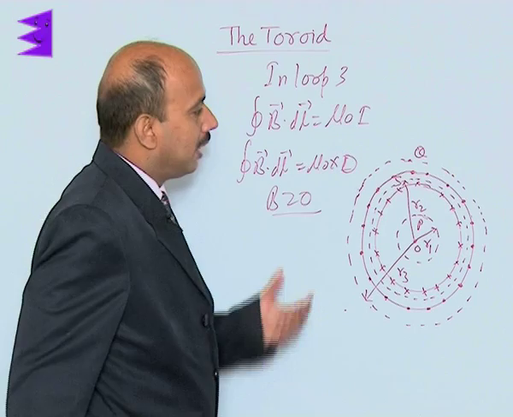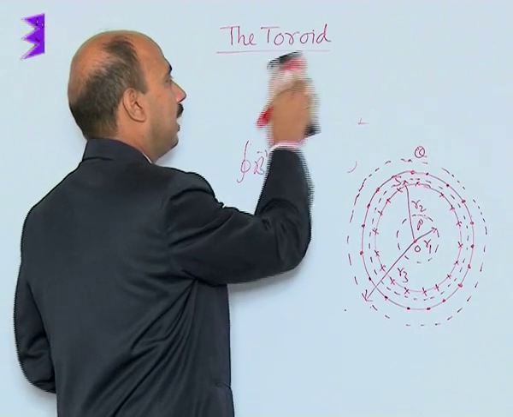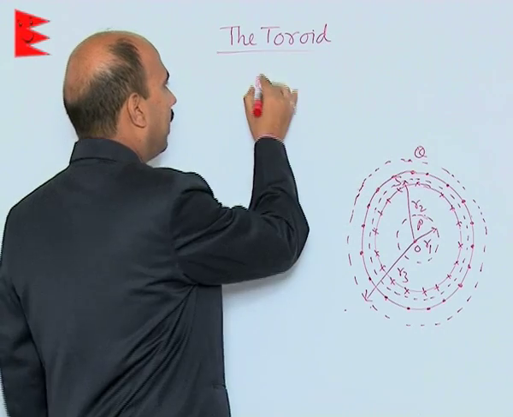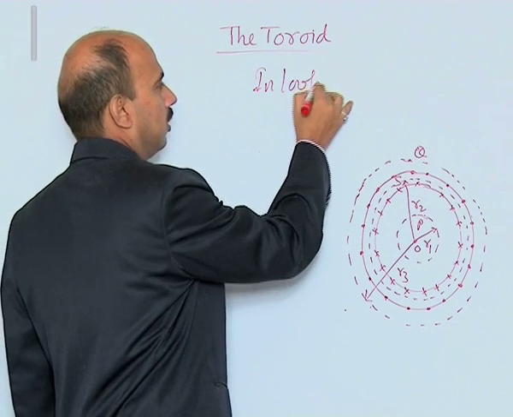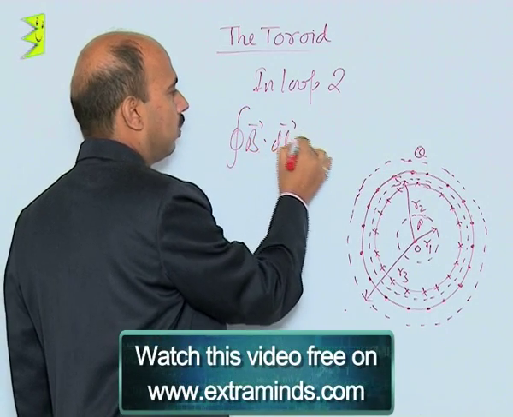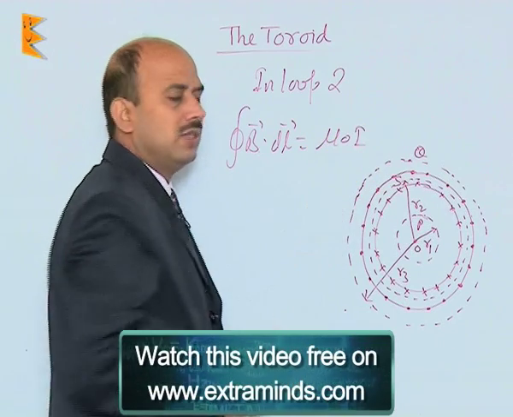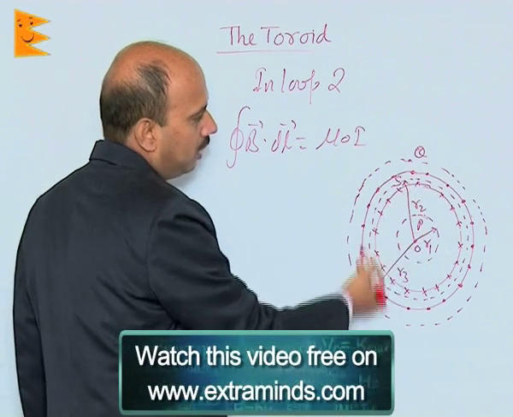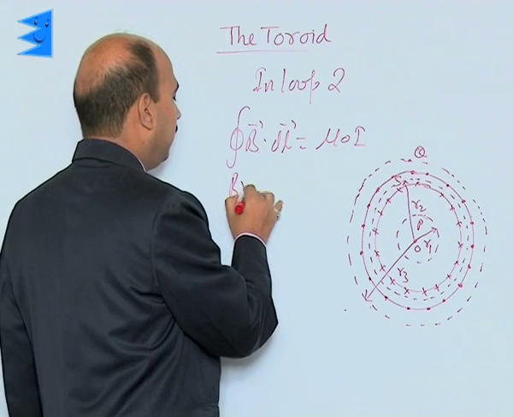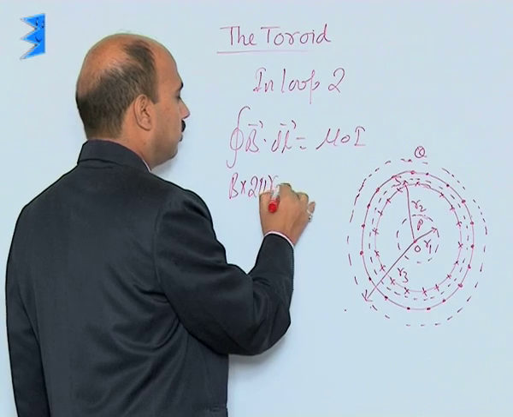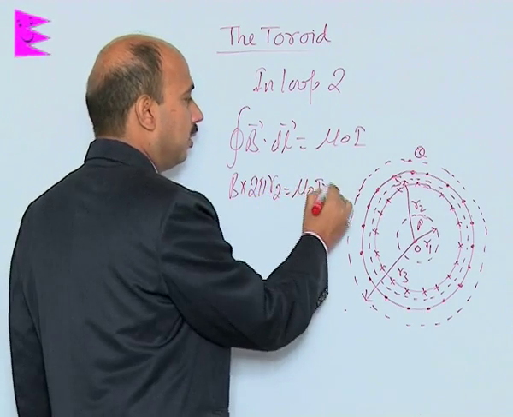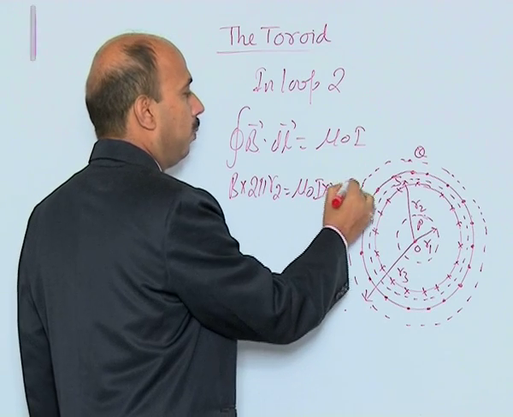Now we can take loop 2 and calculate the magnetic field. See here, in loop 2 we can write B dot dl is equal to mu naught I, because there is a net current, because this loop is only enclosing the current going into the plane. Now we can write B into 2 pi R2 is equal to mu naught I, and the total current is N into 2 pi R2.